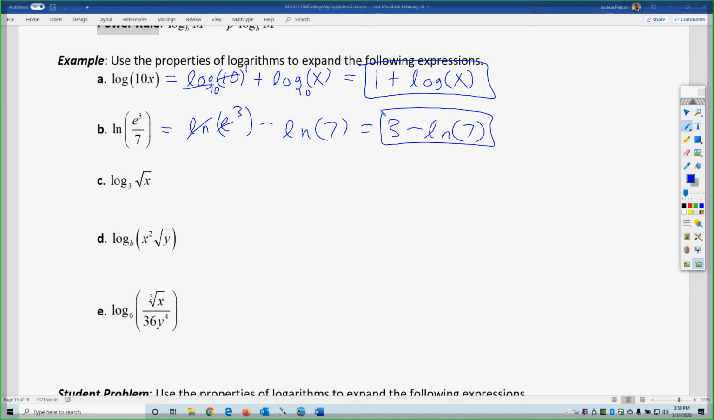Okay, the next one, we have a square root of x, but that is really log base 3 of x to the 1/2 power. So I can use the power rule. So 1/2 times the log base 3 of x. It's not very good, base 3.